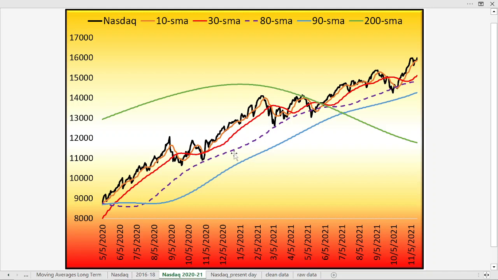Maybe the 80 is a little too far away. We know the 30 is too close. Maybe a 50 or a 60. I'd probably guess maybe a 60 might be a little bit more appropriate. By the way, take a look at this green line.